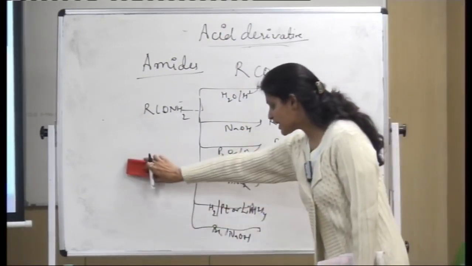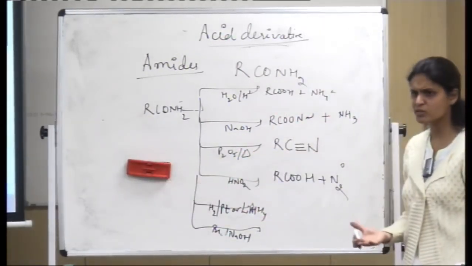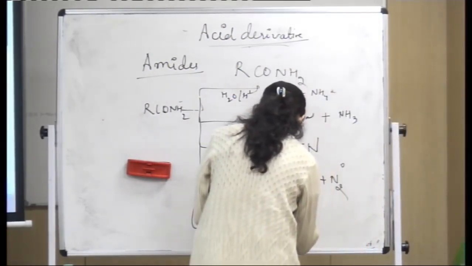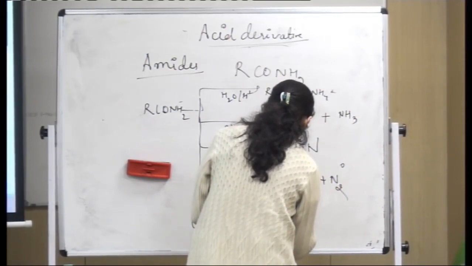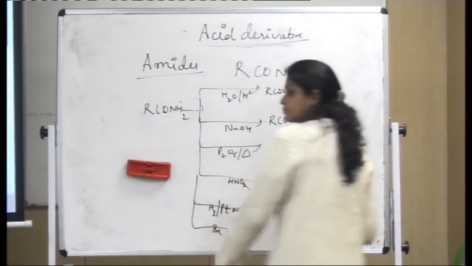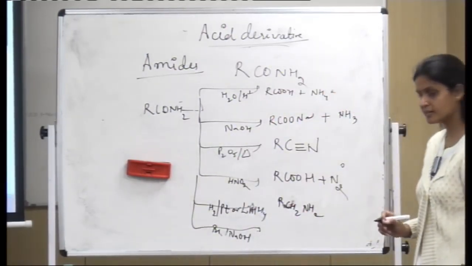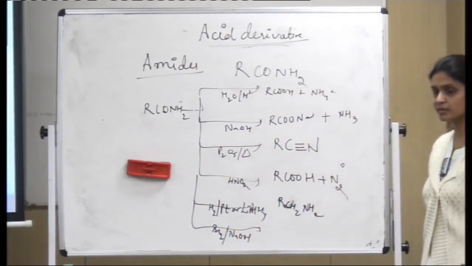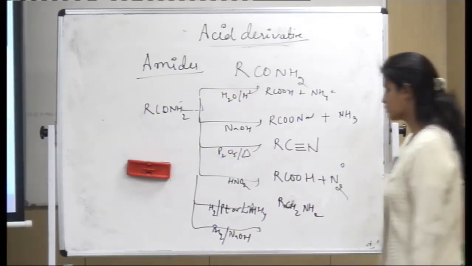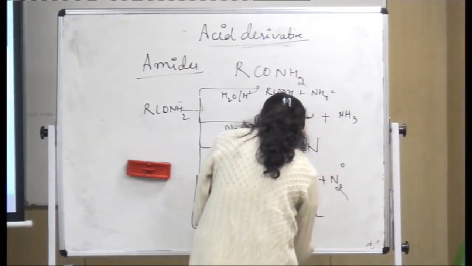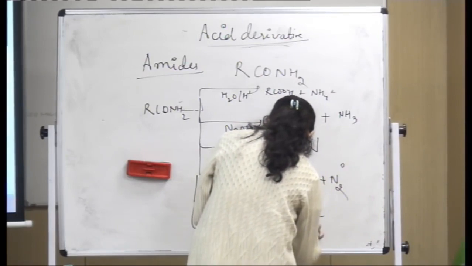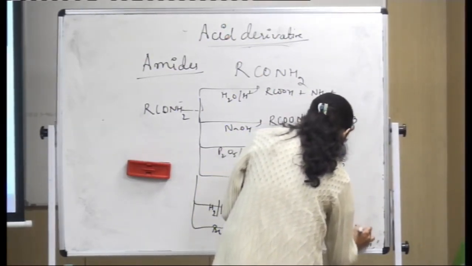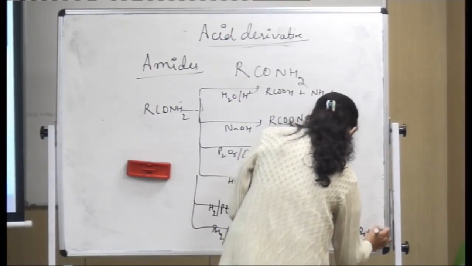What should be the product with H2 and platinum? You are reducing it, you are adding hydrogen to it. So what should be the product? RCH2NH2, right? In the case of Br2 with NaOH, what should be the product? It should be RNH2 plus K2CO3 plus 2KBr plus H2O.